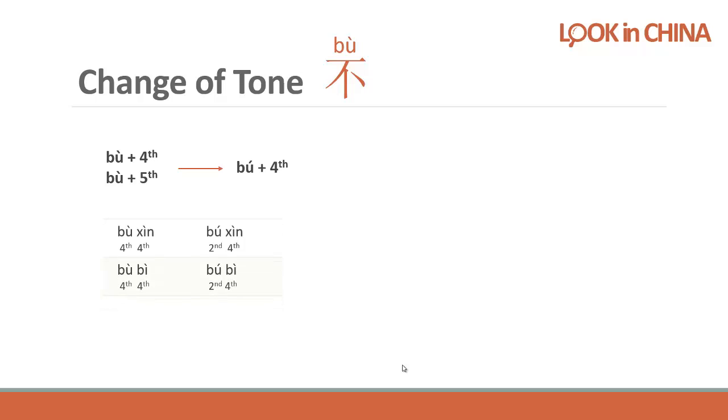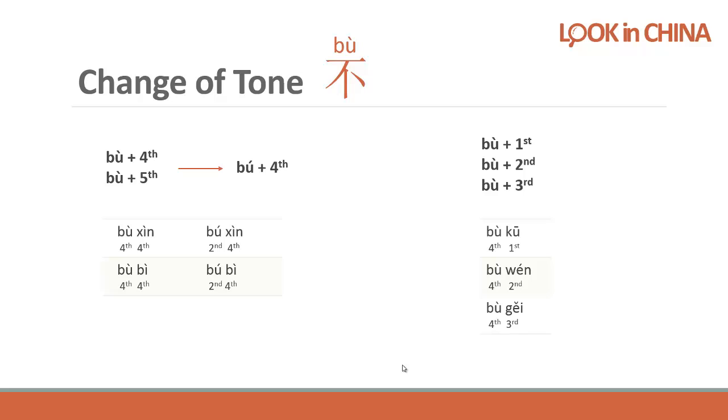So what was originally bu xing becomes bu xing. Bu bi becomes bu bi. And if bu is followed by a first, second, or third tone word, there is no tone change. Everything will stay the same.